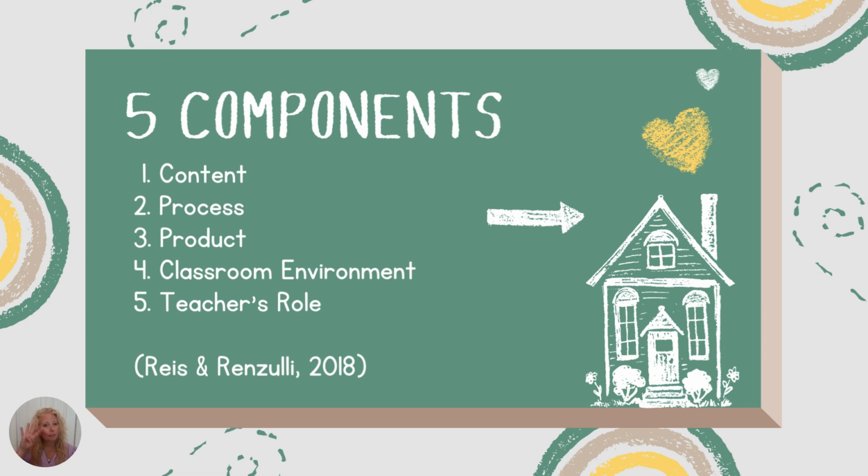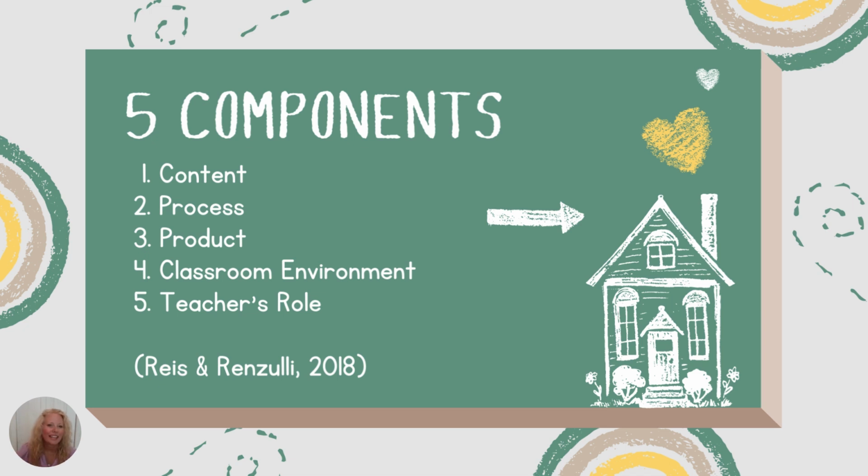The fourth component of differentiation is the classroom environment. Are your students sitting? Are they standing? What works best for them? Are they sitting by a friend? Are they by themselves? There is a lot of variance in how you can help students with their classroom environment.